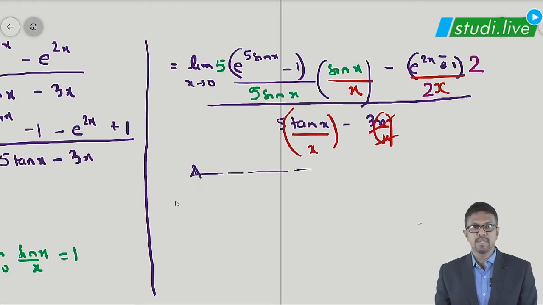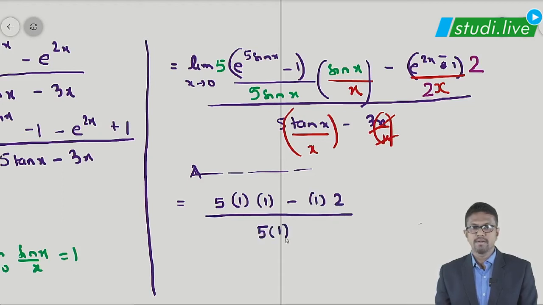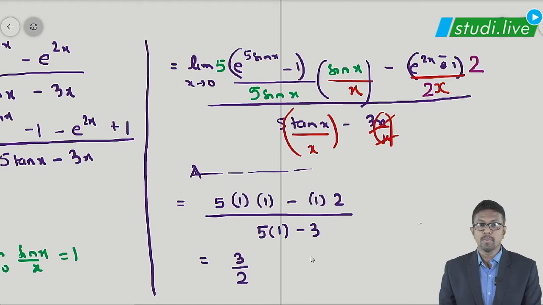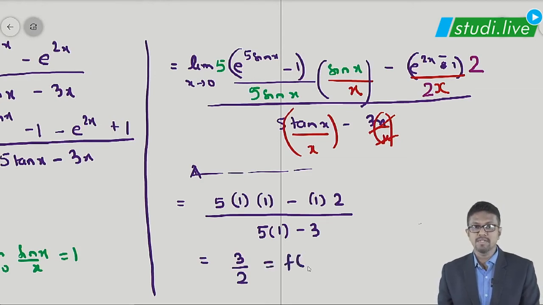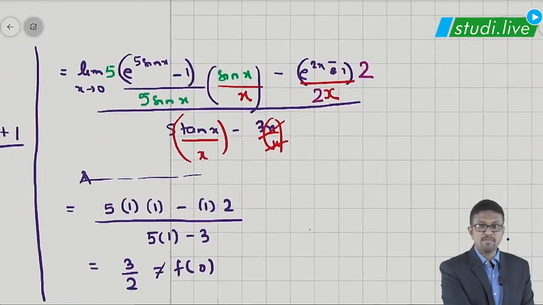So applying the limits we get pi into, so this entire term e raised to pi sin x minus 1 upon pi sin x becomes 1. Sin x upon x becomes 1. E raised to 2x minus 1 upon 2x also becomes 1, and there is 1 upon 2. And this is pi into 1 minus 3. So what is left is pi minus 2, that is 3, pi minus 3, that is 2. So this is 3 by 2, but it is not equal to the function value which was given to us as 3 by 4.